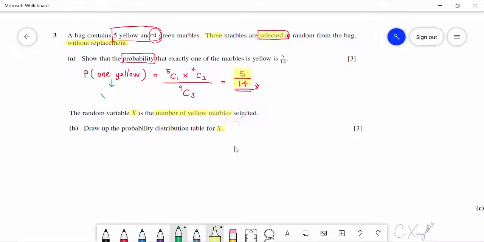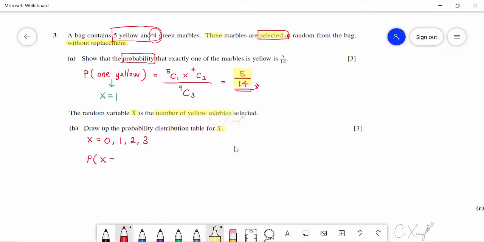So the answer that we got in part A is actually x equals 1, the number of yellow marbles equals 1, that means 1 yellow marble, right? Therefore, you need to first figure out the possible values of x. When you select 3 marbles, it is possible that you get 0, 1, 2, or 3 yellow marbles. And you need to find the probability for x equals 0, 1, 2, and 3.